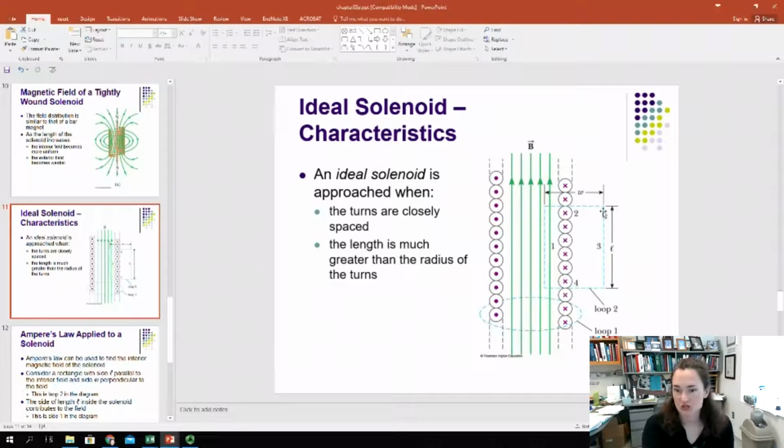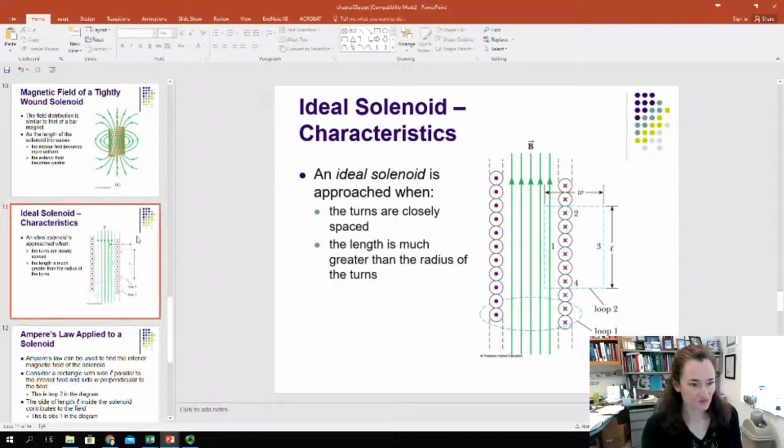Here we would walk, when we're inside the solenoid, in the direction of the magnetic field. Then we would turn right and walk along W to the right, and then we would turn down and walk along L downward, and then we would walk along path 4, going to the left. That's what we're going to do with our solenoid, to find the magnetic field on the inside.